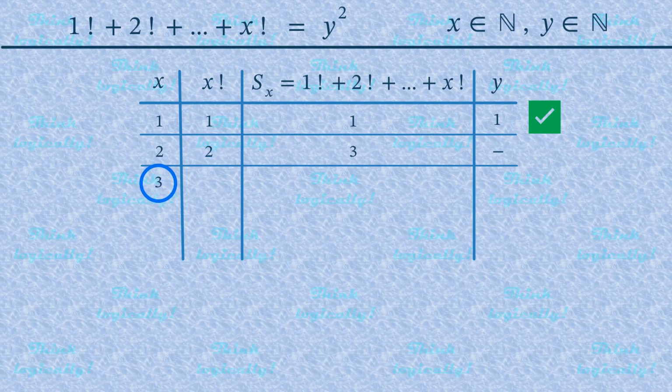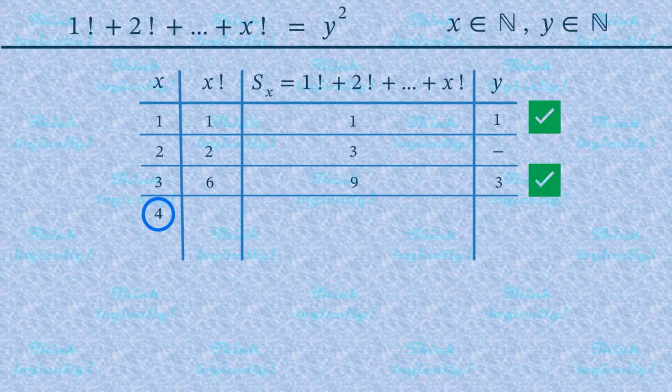2 times 3 is 6, 3 plus 6 is 9. Another full square, another value for y, hence another solution. X equals 4. It may appear as a never-ending story to someone. However, looking at the height of the table, you've certainly guessed that we are close to the completion.